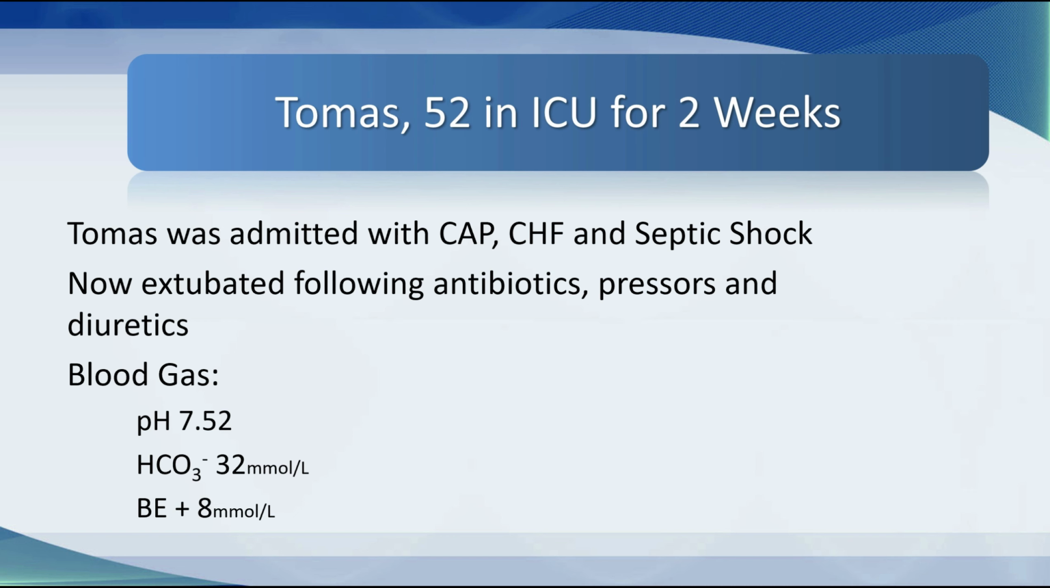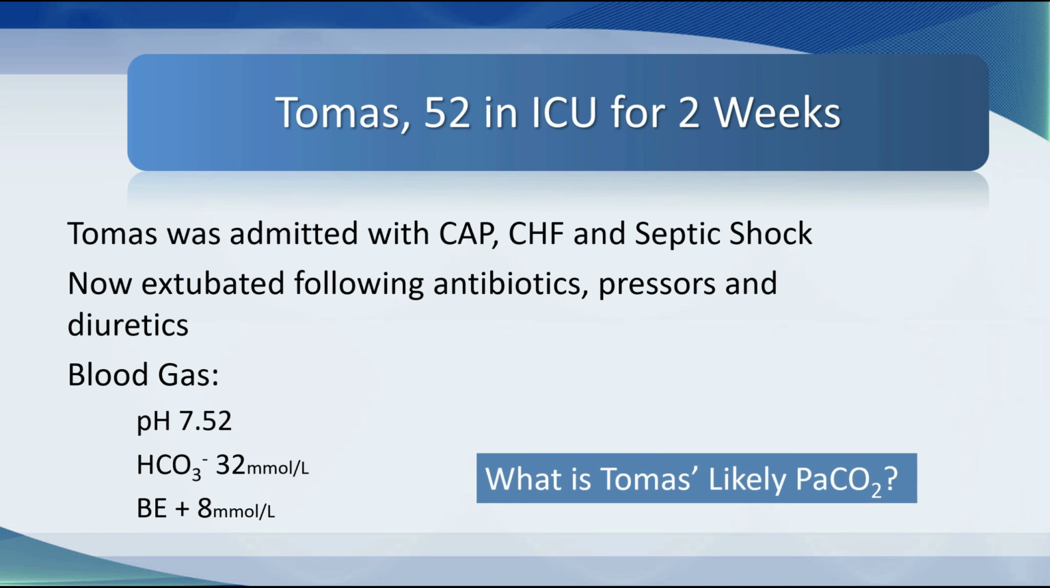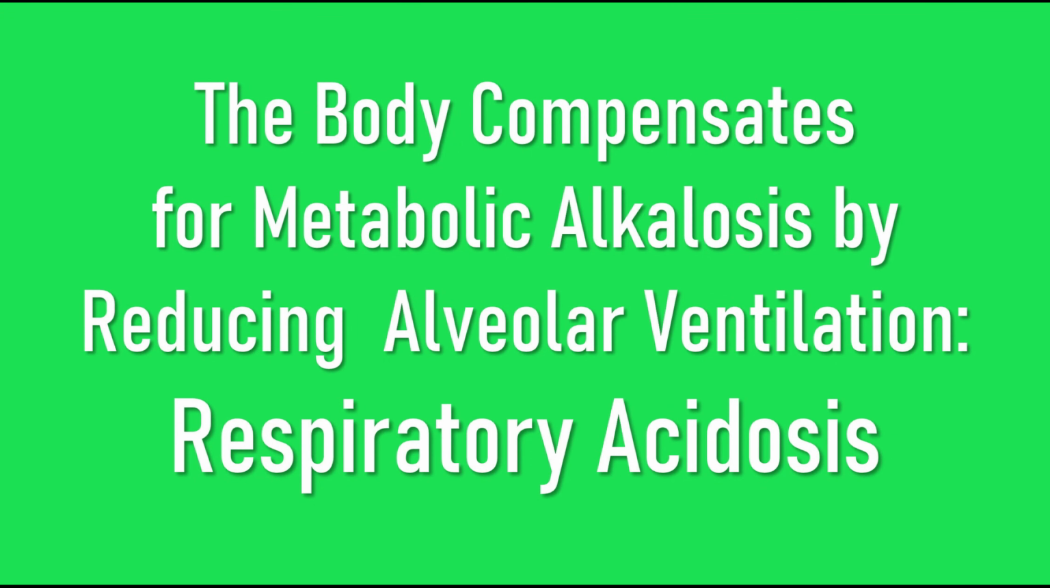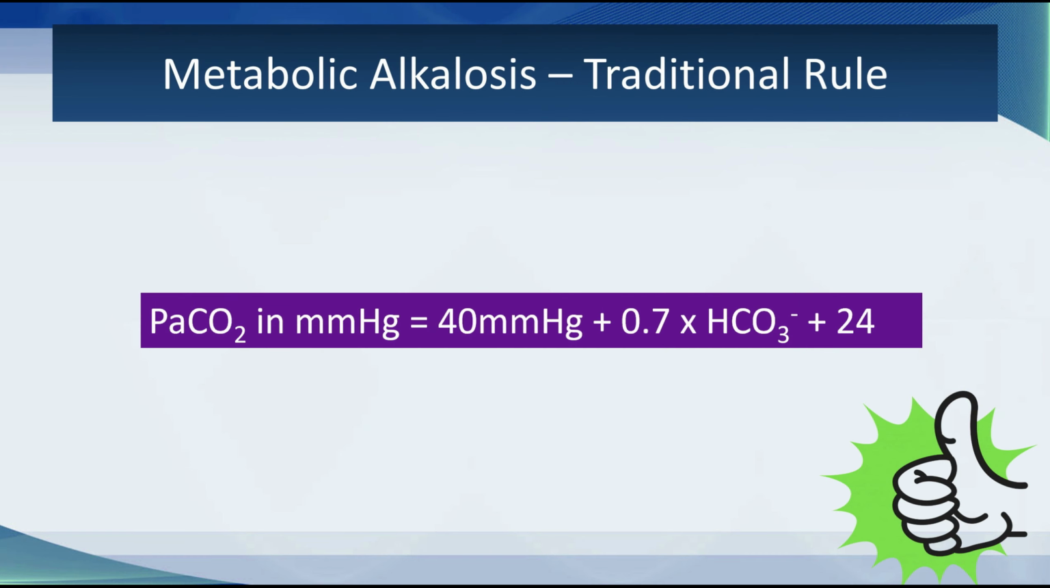In this situation, it looks like Tomas has a primary metabolic alkalosis. So what is Tomas's likely PaCO2? The body compensates for metabolic alkalosis by reducing alveolar ventilation, so you get a compensatory respiratory acidosis. The traditional rule for this is that the PaCO2 in millimeters of mercury in metabolic alkalosis is 40 millimeters of mercury plus 0.7 times the difference between the current bicarbonate and the predicted normal bicarbonate of 24.